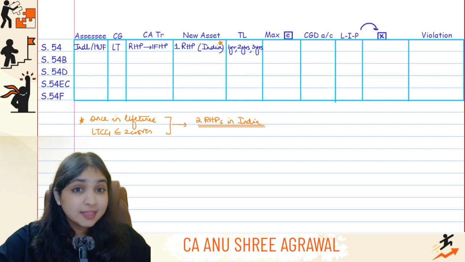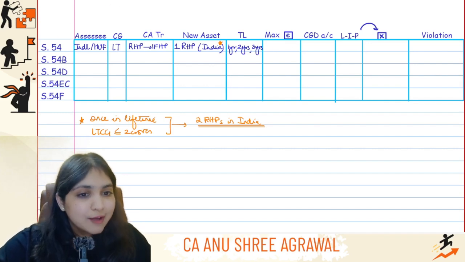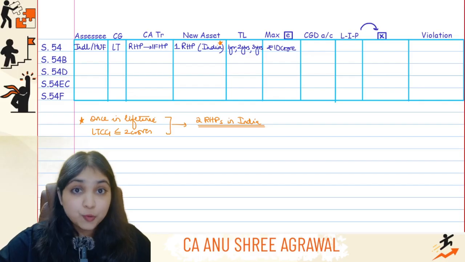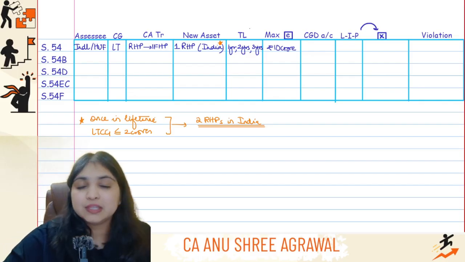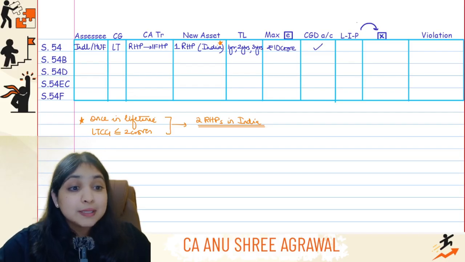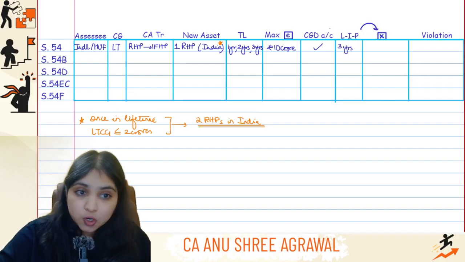Okay. Then maximum, how much exemption do you get under section 54? You do have a maximum limit over here. The maximum limit is 10 crore, guys. This is the maximum exemption which you can enjoy under 54. Will the CGD concept apply? Will the capital gains deposit account concept apply over here? Yes. What will be the lock-in period? The new asset which you are buying, you have to keep it with yourself. You should not sell it within 3 years. 3 years will be the lock-in period.